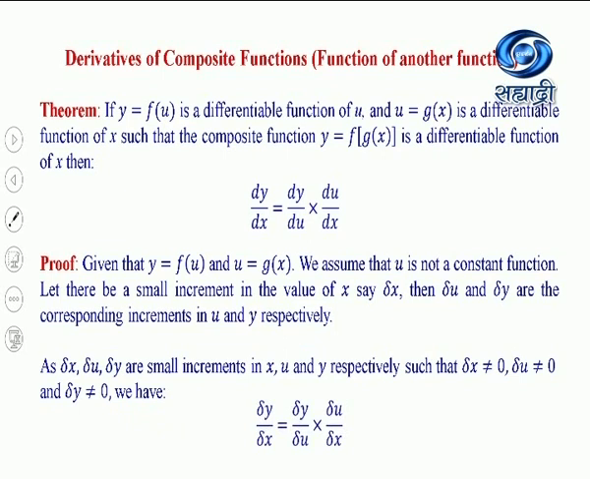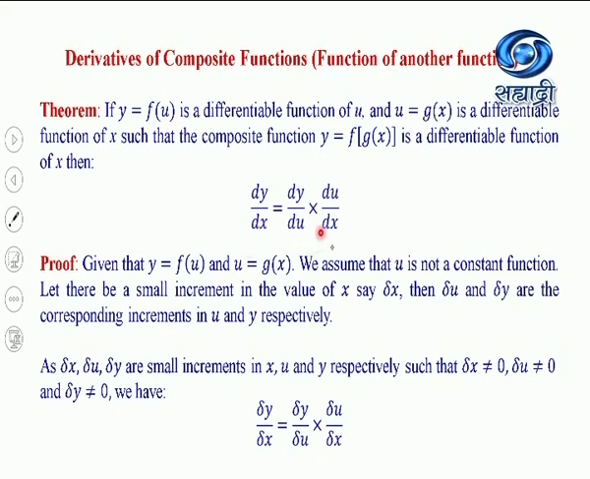Then we consider this incremental ratio. Why do we say this is an incremental ratio? Because delta x, delta u and delta y are increments, so their ratio is known as incremental ratio. Now we consider delta y by delta x equals delta y upon delta u into delta u by delta x. You can remember this.